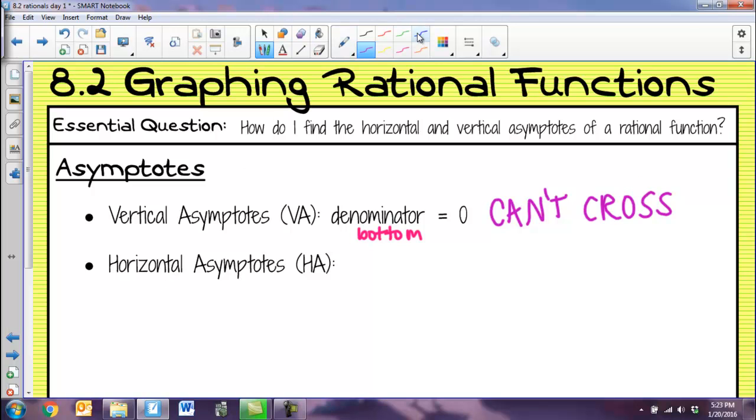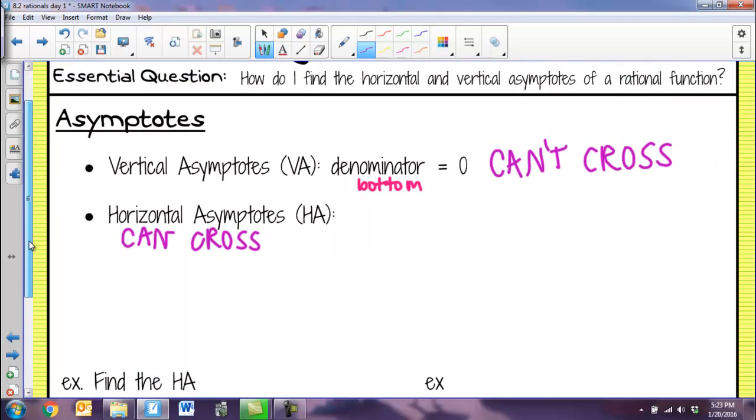Now in order to find a horizontal asymptote, there's a bunch of stuff we've got to do. But there is one cool thing about horizontal asymptotes, and that is that you can cross them. If you remember from before, horizontal asymptotes talk about our end behavior more so than they do about what can I touch and what can't I touch.